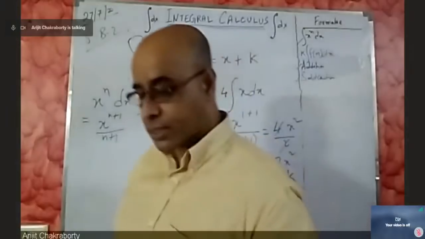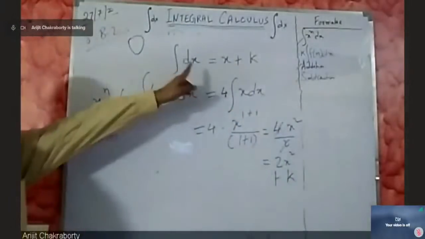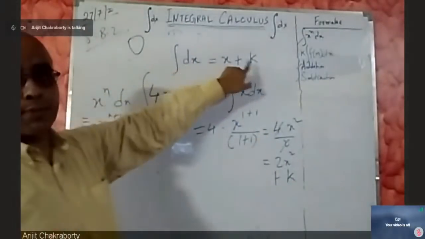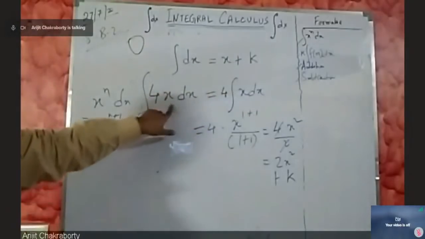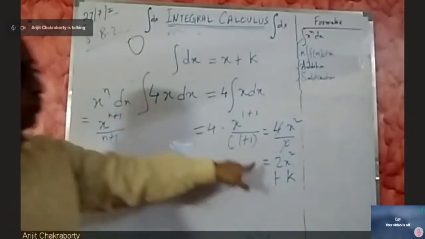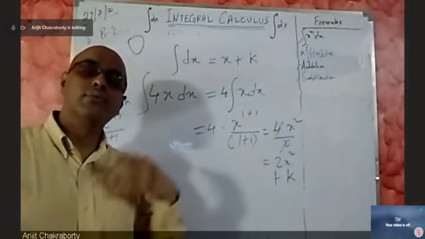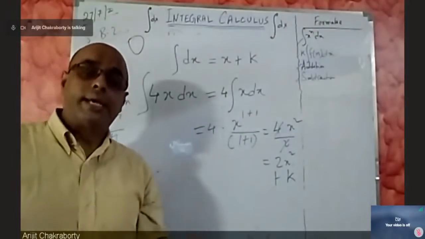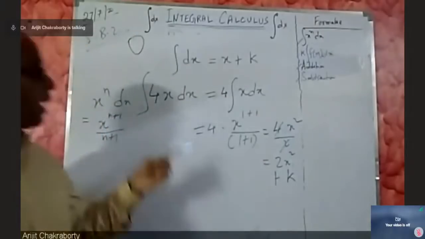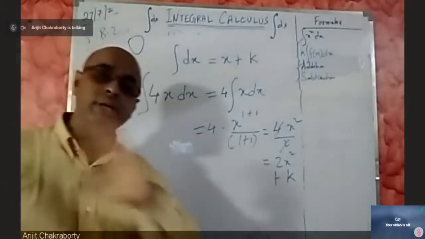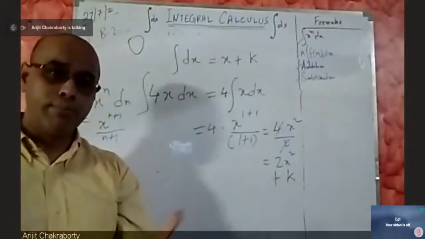So we are taking two examples: integration of dx becomes x plus k, and integration of 4x dx becomes 2x squared plus k. The process is just the reverse of what we did in differential calculus. And the power rule is just a mirror image. It is a symmetric image, right?